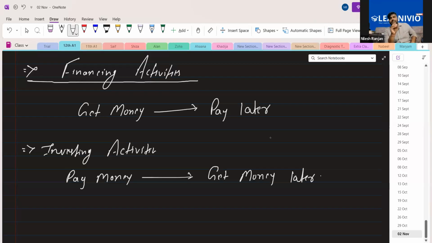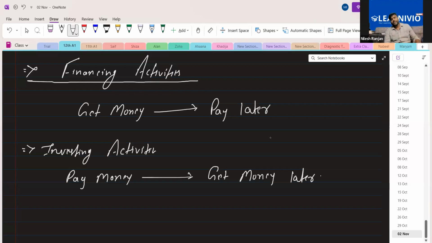And the second is that financing activities are related to shareholders' fund in the financial statement and non-current liabilities. So any change in these two will come under financing activities, like share capital increasing or decreasing, debenture increasing or decreasing, loan increasing or decreasing. These things will come under financing activities. Tell me, is this clear? Yes, sir. Okay, very good.